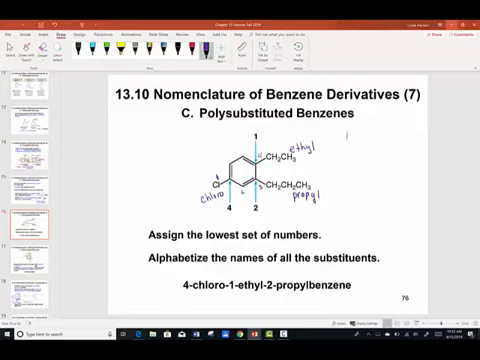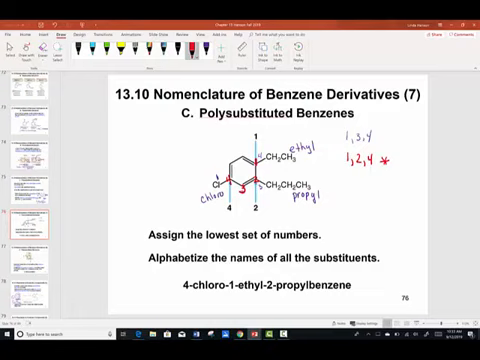If I numbered in a counterclockwise way, I would have the substituent groups at position 1, 3, 4. But notice if I label this as carbon 1 and I continue to number around the ring, I have them positioned at 1, 2, 4. And that, of course, is a lower numbering system.